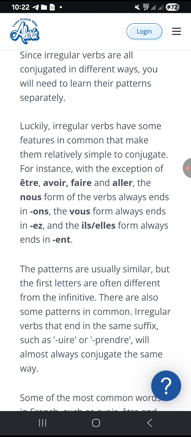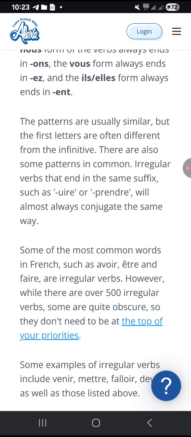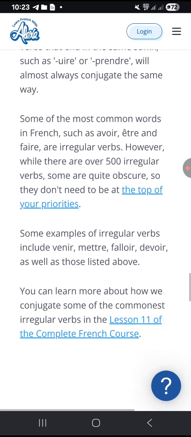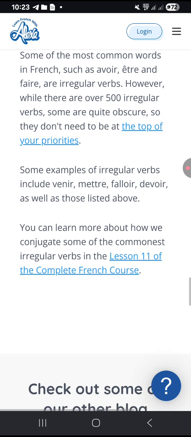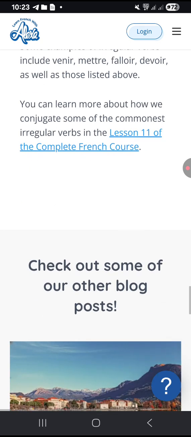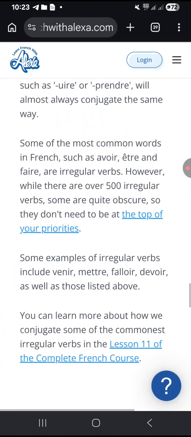Since irregular verbs are all conjugated in different ways, they have some features. The patterns are usually similar, but the first letters are often different. Some of the most common words in French are irregular verbs. Verbs are the words that we have in all languages; they express an action. When we do some action, we call it a verb. Irregular verbs include venir, mourir, falloir, devoir.